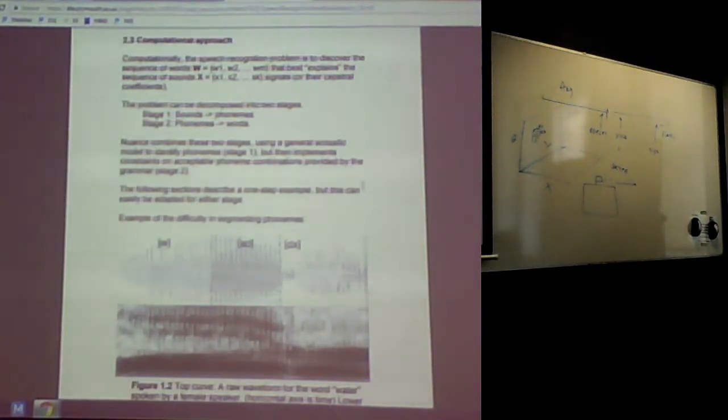So the theory I'm describing is one step, but it's easy to decompose it into two steps. This is an example to show how difficult it is to segment phonemes. Here you have, what's this word?